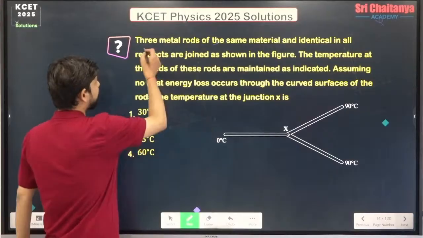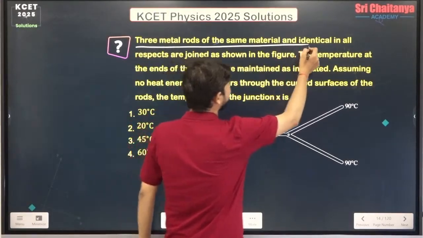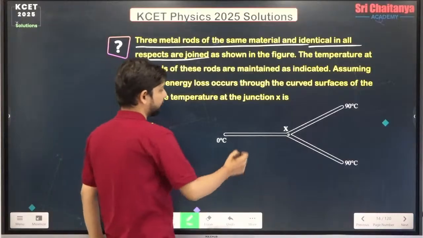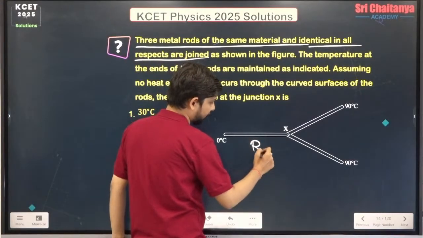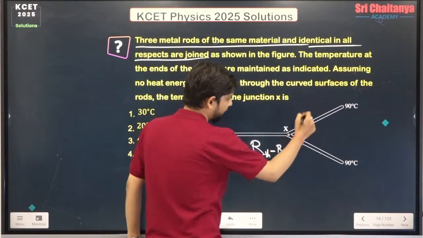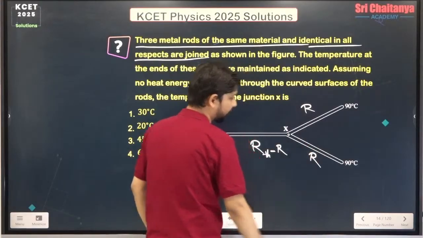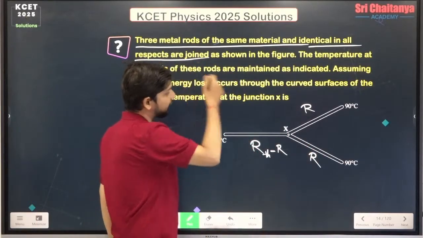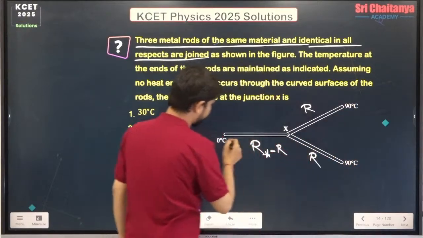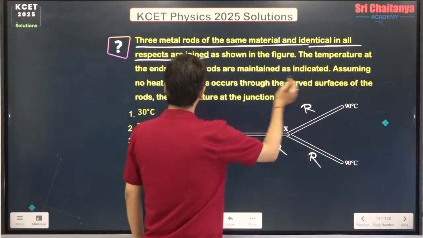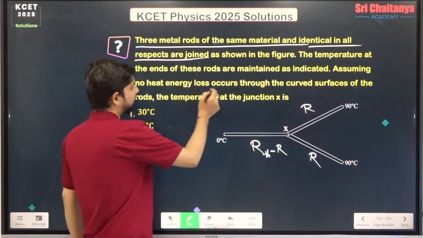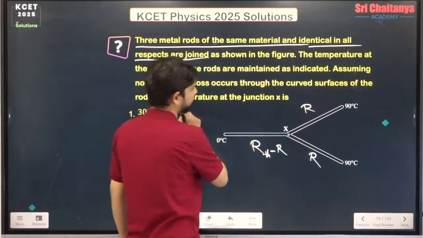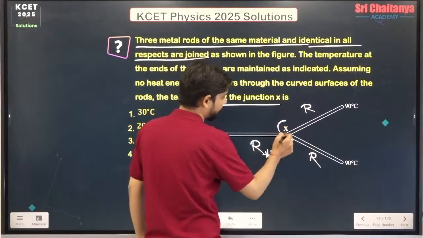So we can say that here 3 metal rods of the same material and identical in all aspects are joined as shown in the figure. So if this has resistance R, thermal resistance is R. This also has thermal resistance R and this also has thermal resistance R. Now the temperature at the ends of these rods are maintained as indicated. This is 90, this is 90 and this is 0 degrees centigrade. Assuming no heat energy loss occurs through the curved surface of the rod, the temperature of the junction is X. So you have to find the value of X.